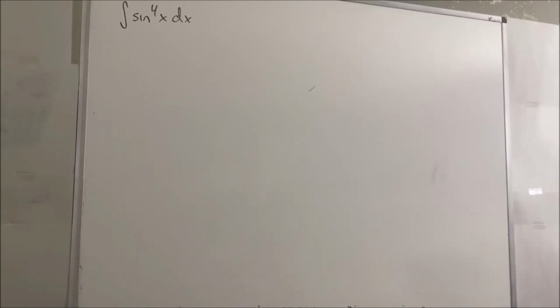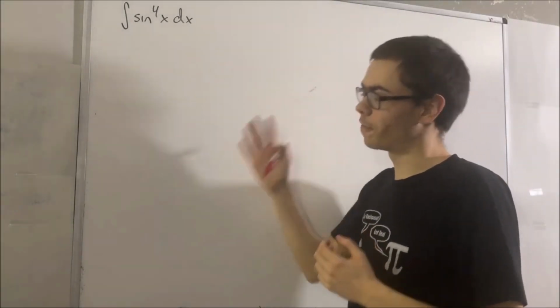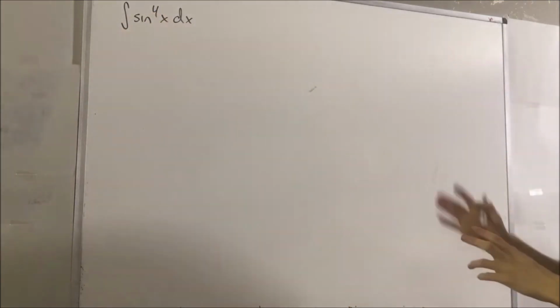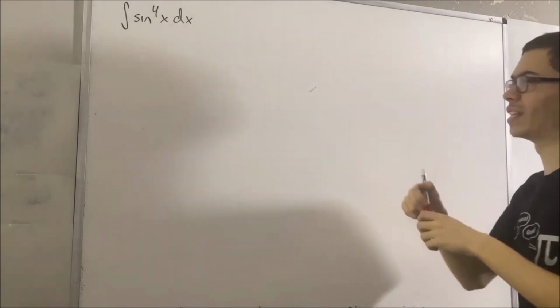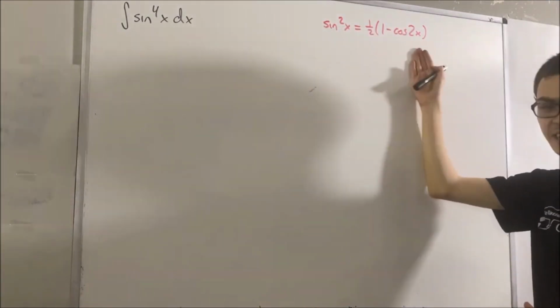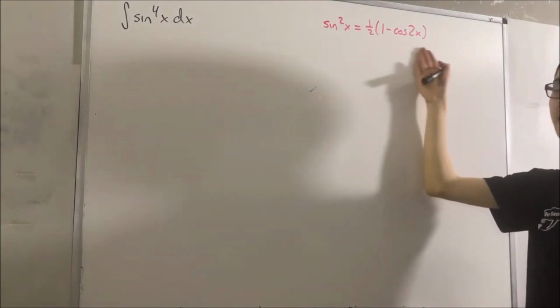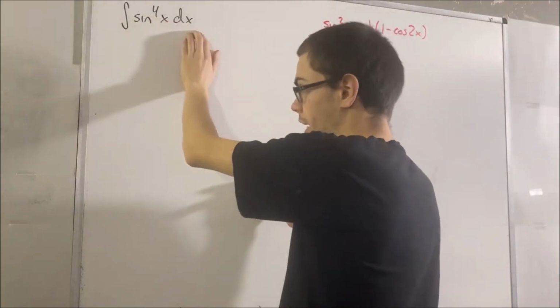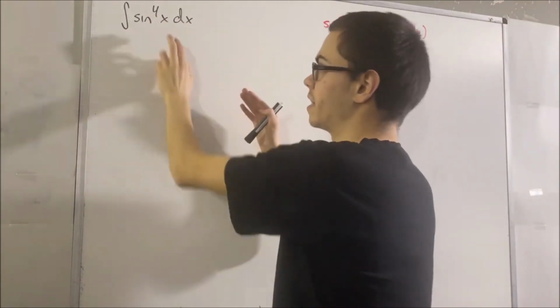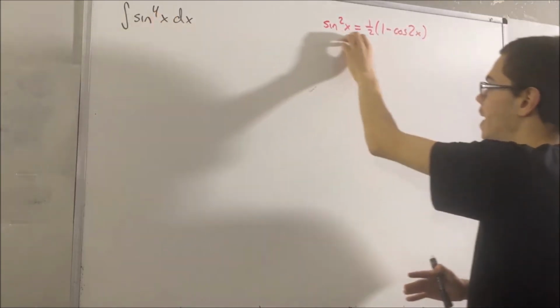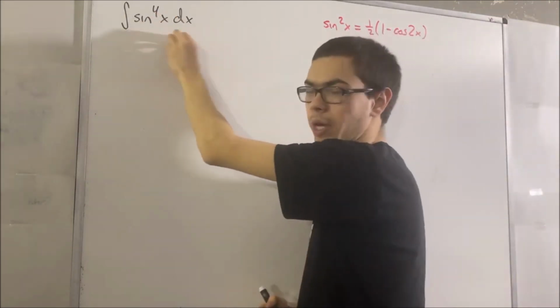Hello! In this video, we are going to evaluate the integral of sine to the fourth of x. Now, it turns out a trig identity that will be useful is the following. This identity tends to be useful when evaluating integrals with sine and cosine where both are raised to an even power. So, how can we apply this identity to the integral we're evaluating?